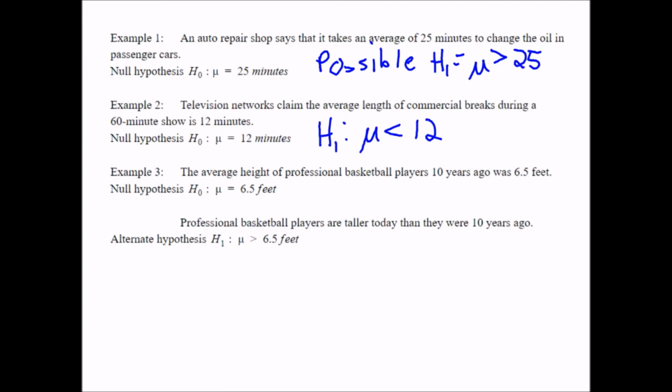And then example 3 is kind of already done for us. The average height of basketball players 10 years ago was 6.5 feet. So that's the null hypothesis, that mu equals 6.5 feet. Professional basketball players are taller today than they were 10 years ago. That would be our alternate hypothesis, so that would say that mu is greater than 6.5 feet.